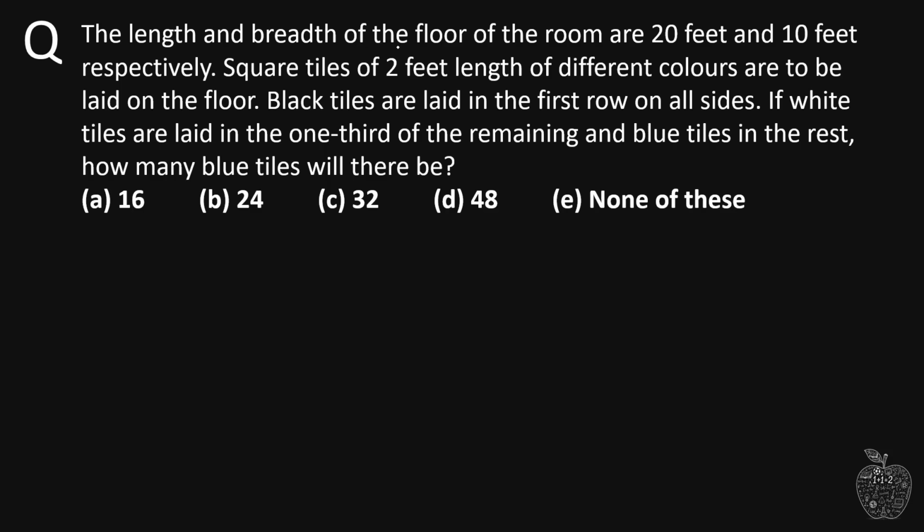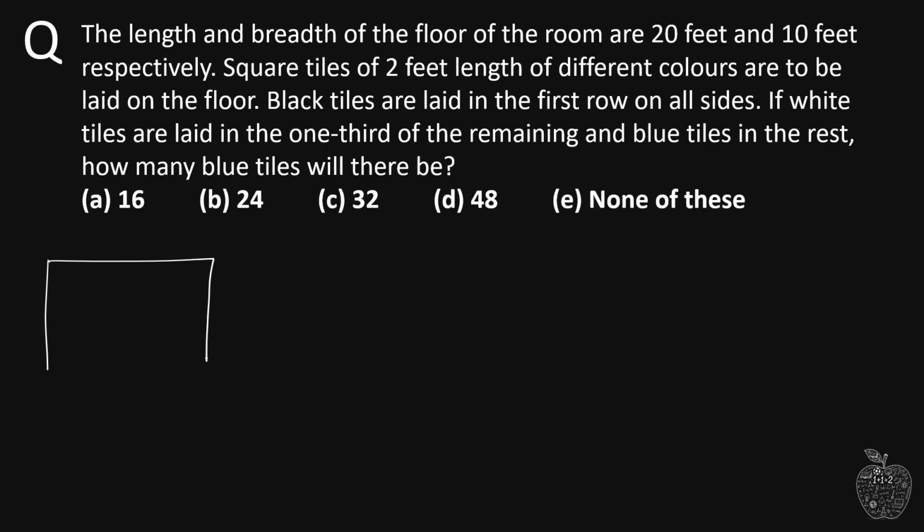The length and the breadth of the floor of the room are 20 feet and 10 feet respectively. Square tiles of 2 feet length of different colors are to be laid on the floor. Black tiles are laid in the first row on all sides. If white tiles are laid in 1/3 of the remaining and blue tiles in the rest, how many blue tiles will be there? Okay, so first of all, we know that there is this floor.